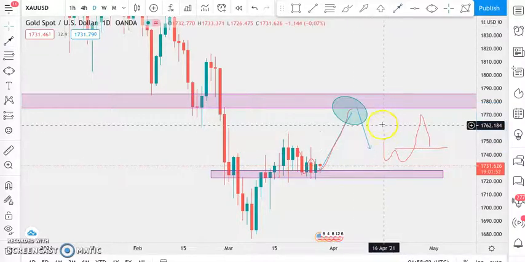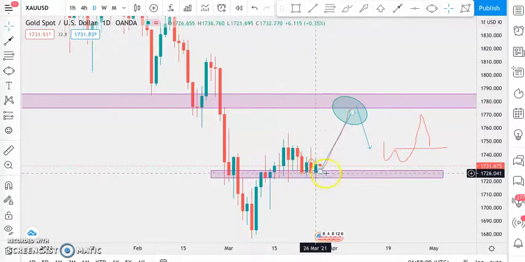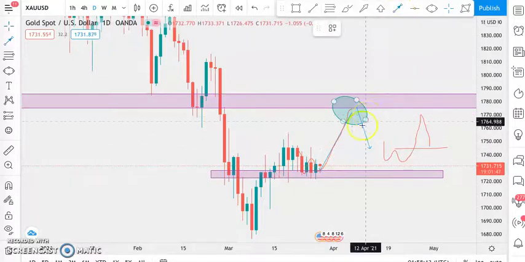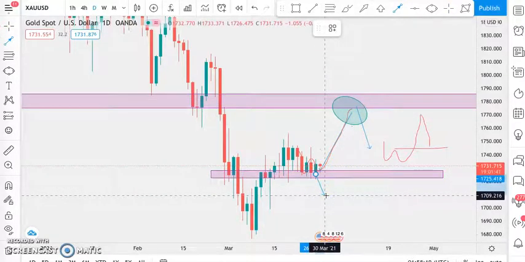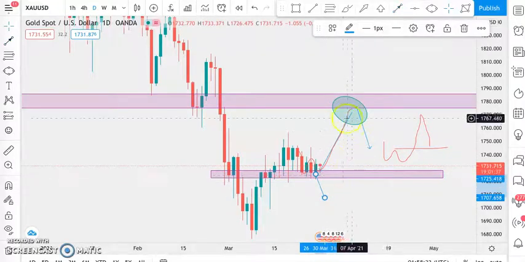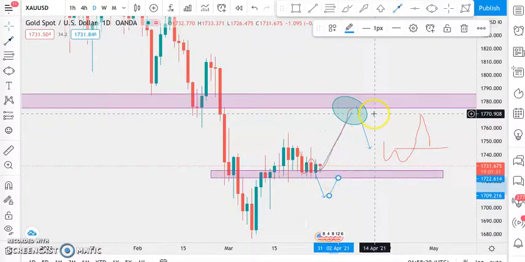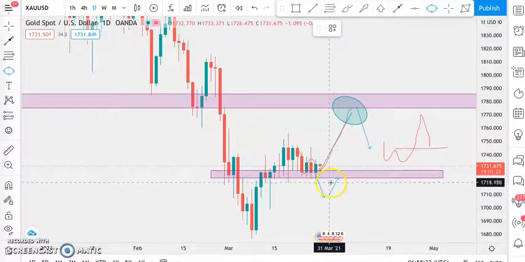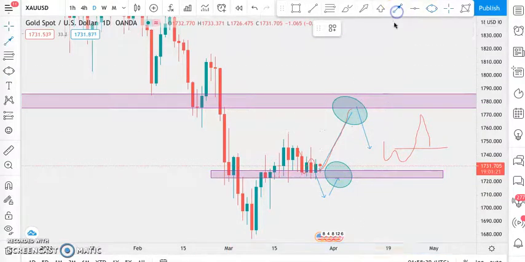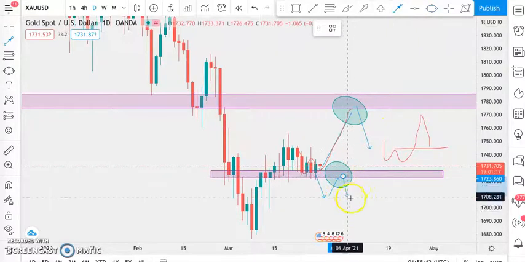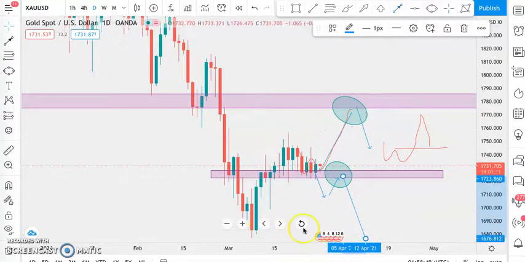Now, if the market would, on the other hand, break this support here that we are having right now, then this support would become resistance. So on the retest of this resistance, we would be looking for the market to shift again from a bullish market to a bearish market. And if the market shifts, then we'll be going in for a nice shorting opportunity again for the retest of this previous low here.